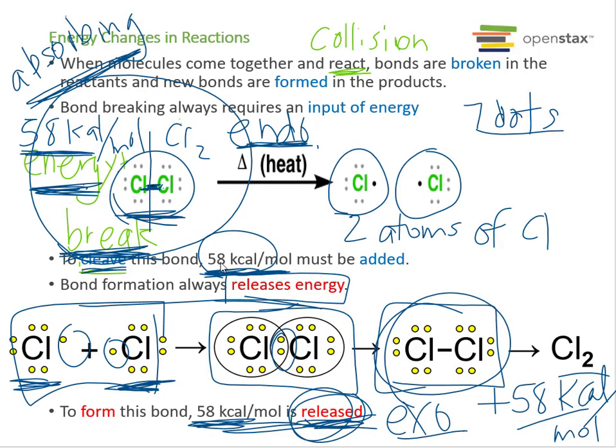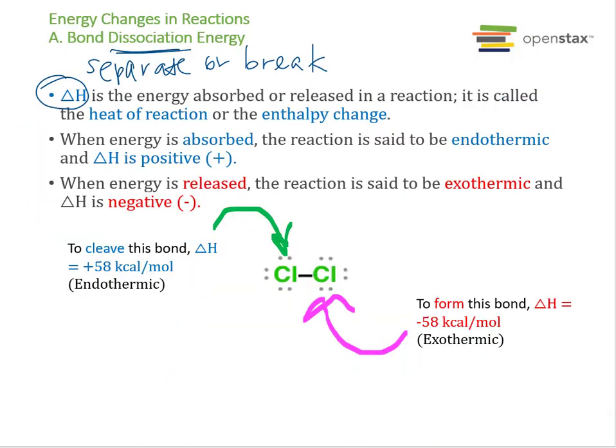If we go back to the last slide, we saw that 58 kcals was required to break that bond. But notice that that same number, 58 kcals, was also required to form the bond. So whether it's forming or breaking, whether it's in the reactants or the products, it's the same amount of energy that is required to break or form that bond. That delta H of a reaction, the heat of that reaction, is also called the enthalpy change. Enthalpy simply means the heat change.